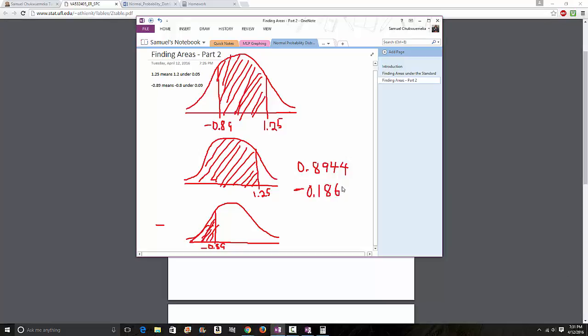Now let me say this, your probability will never be negative. Never. Your area will never be negative, so take note of that. Probability is not negative at all. Probability lies between 0 and 1. 0 is the probability of an impossible event, an event that will never occur. 1 is the probability that an event must occur.